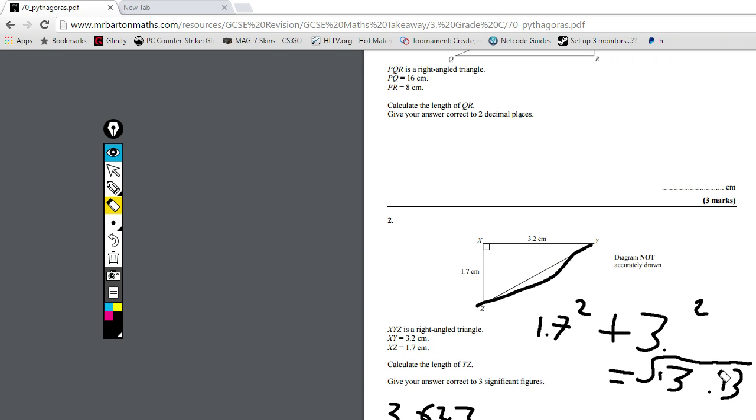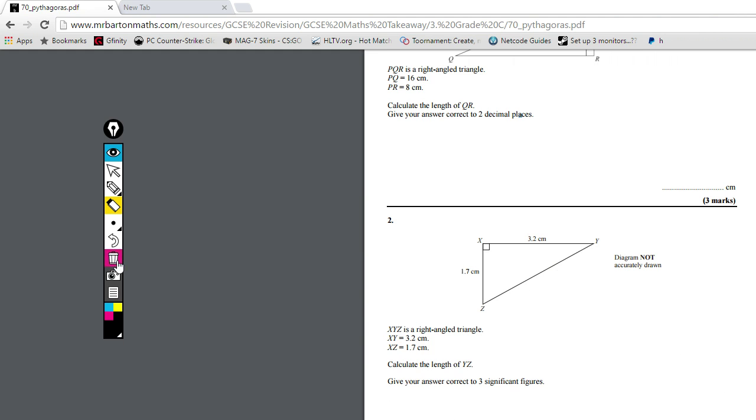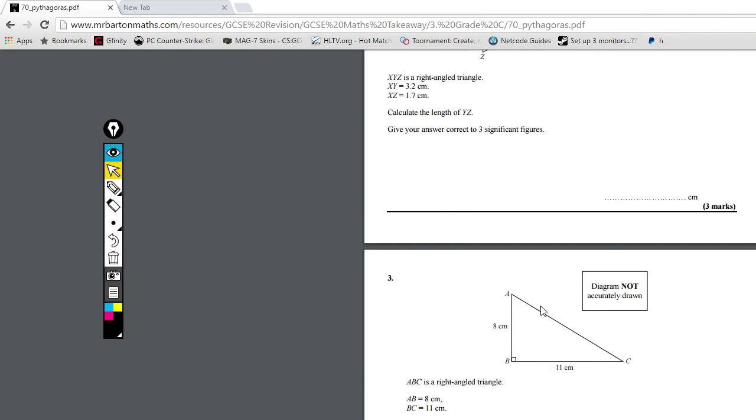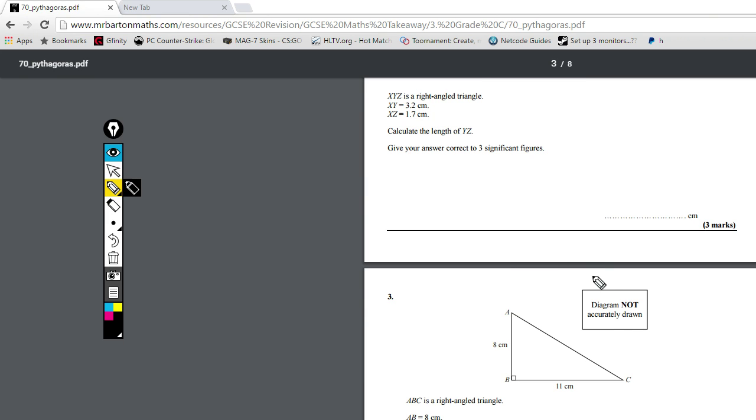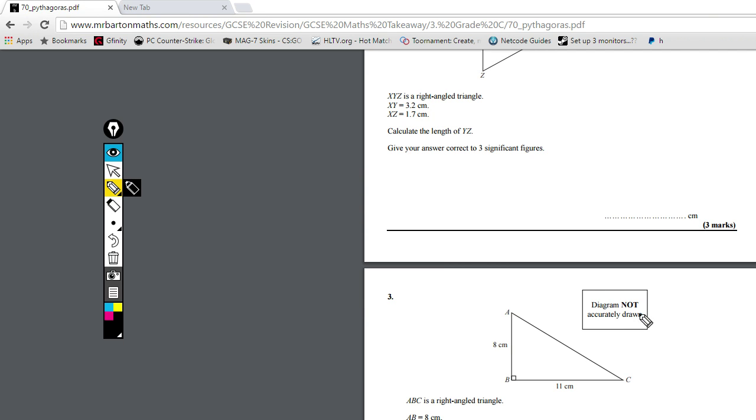Okay, I'm going to do a couple more with you guys. I could just do that, but as you get the gist, really, it's not exactly hard. Obviously, you've got to pay attention to what you've got here, but I think you're getting the idea. So ABC is a right angle triangle.